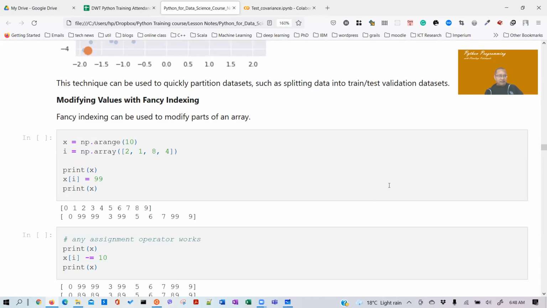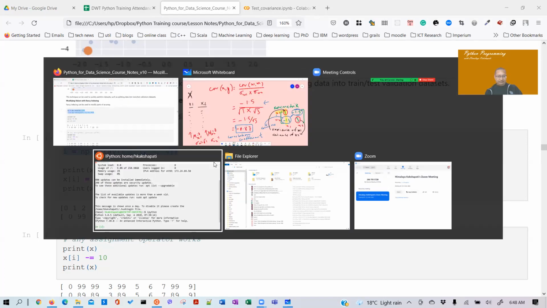Okay, here: modifying values with fancy indexing. So this is what we are going to do today. Pick up from last time. Fancy indexing can be used to modify parts of an array. They just say कुनै पनि array को हामीले values हरु change गर्न सकिन्छ. So let's quickly do that. Let's copy and paste here.